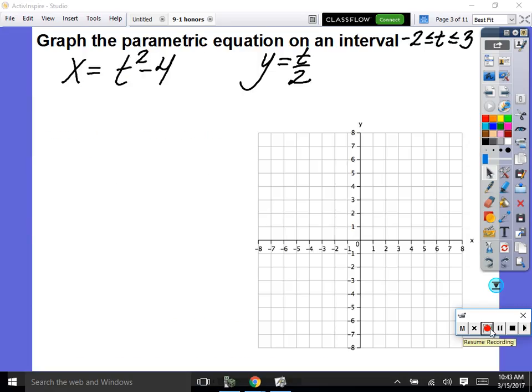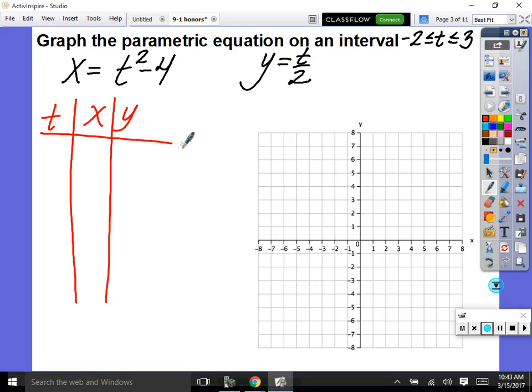So maybe write this down in your notes. We're going to graph the parametric equation on an interval from -2 to 3. Our t values are between -2 and 3, where x is t squared minus 4, and y is t divided by 2. We're going to create a table, but it's a t, x, y table, so we have three things: t, and then x, y. We're just going to be graphing points here.